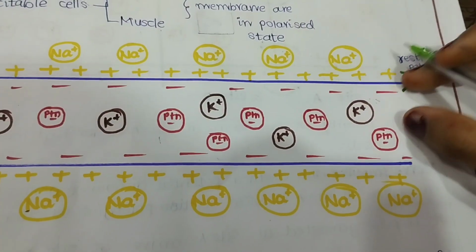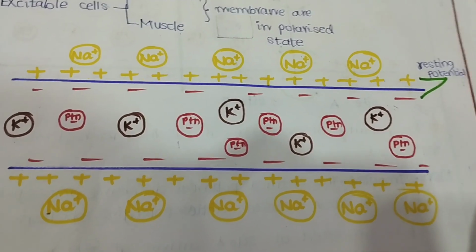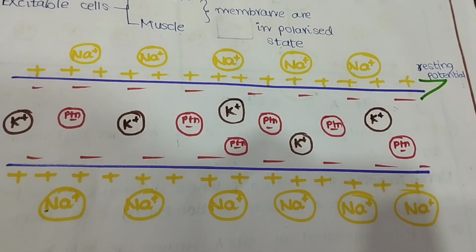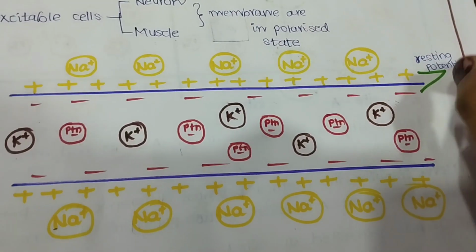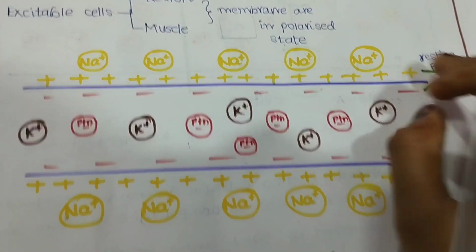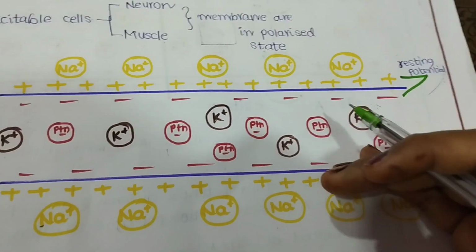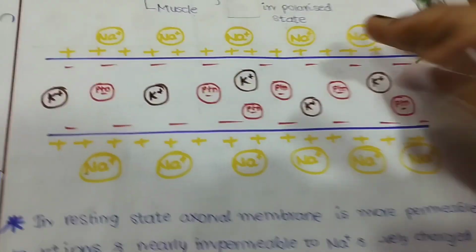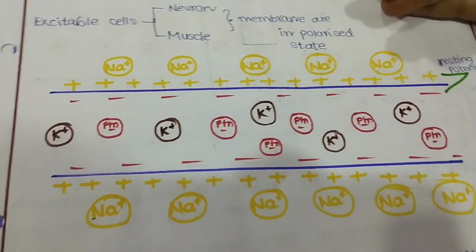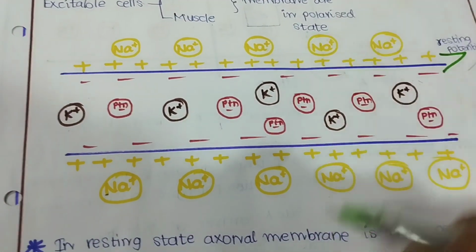And as there is a polarity here, like in our battery also there is a positive terminal and a negative terminal. Here also there is a polarity. As there is a polarity, a potential difference will develop here, and this potential difference is known as resting potential. In the resting state, whatever the polarity is, it is known as resting potential. And there are ionic gradients also. See, Na plus ions are more outside and less inside, and K plus ions are more inside, less outside.